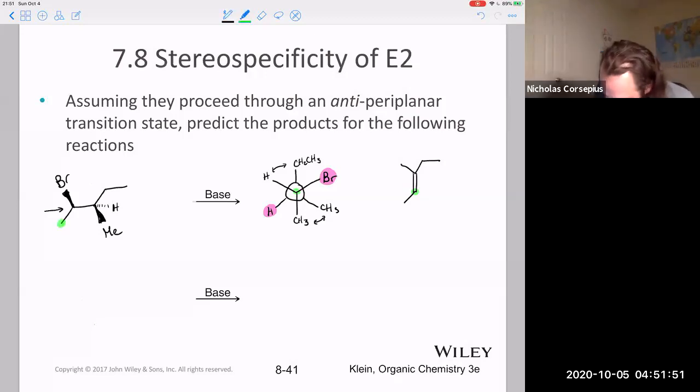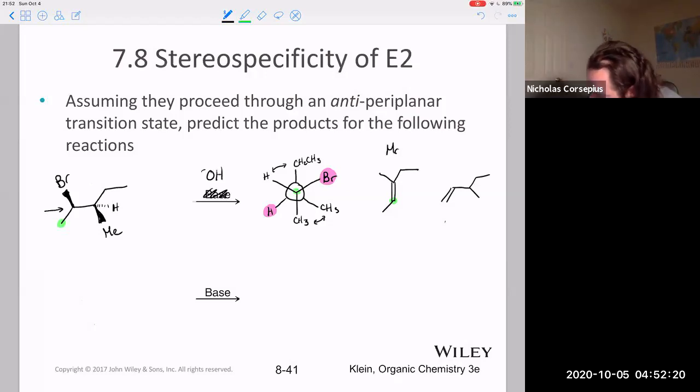If you were being good, you also have these beta hydrogens to consider, so you would also have another product. But which one of these is going to be your major product? I guess I didn't tell you a base, but let's assume that it's something tiny like hydroxide, then this would be the more stable and thus your major product.